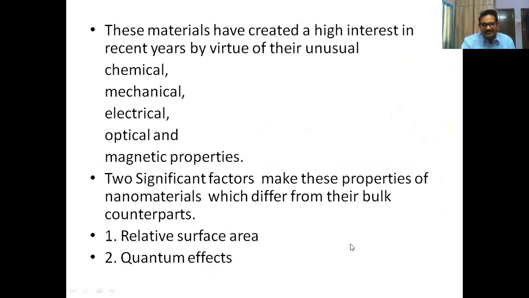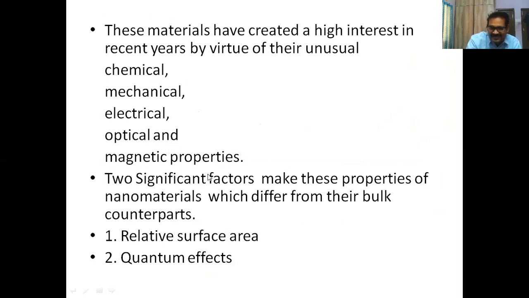This brings the big changes, especially in the properties. So these materials have created high interest in recent years, by virtue of unusual chemical, mechanical, electrical, optical, and magnetic properties. When you observe why we are getting all these changes, two significant factors make the properties of nanomaterials differ from their bulk counterparts.